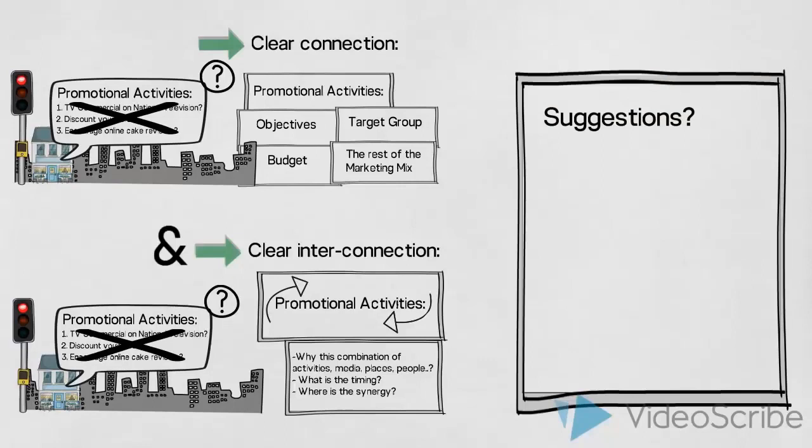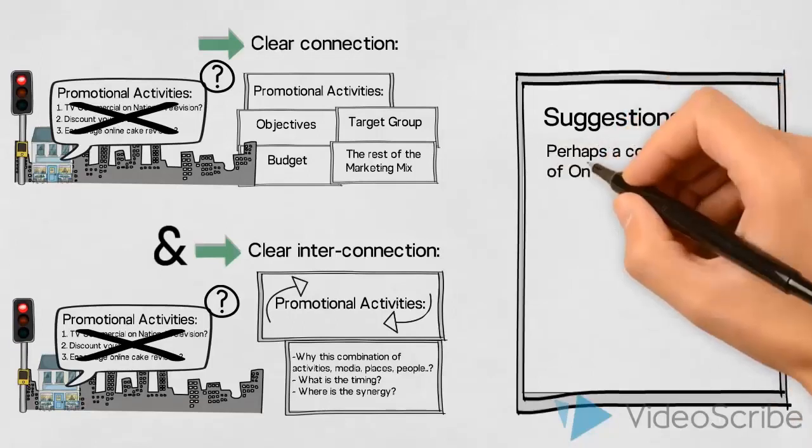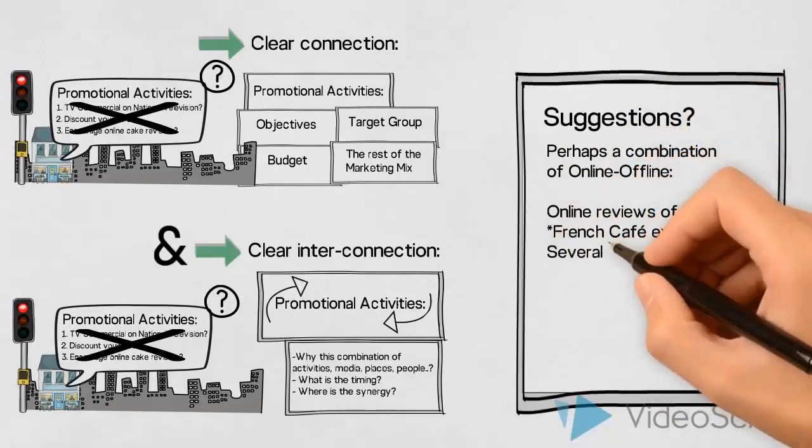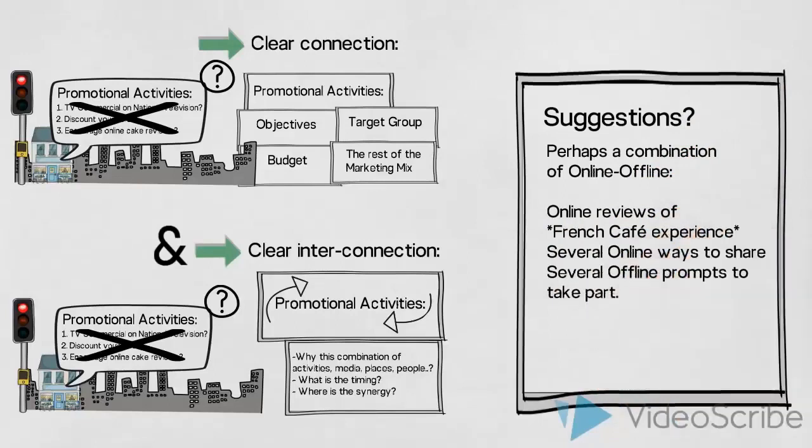One idea could be to encourage customers to review their French cafe experience, not just the cakes. Depending on some research on the target group's media habits, a suitable online platform such as TripAdvisor or similar could be used. We could prompt the customers to take part when visiting the cafe, by personal contact and by different types of print. We might also encourage them to post their review on selected social media platforms, again depending on some research of the target group's media habits.